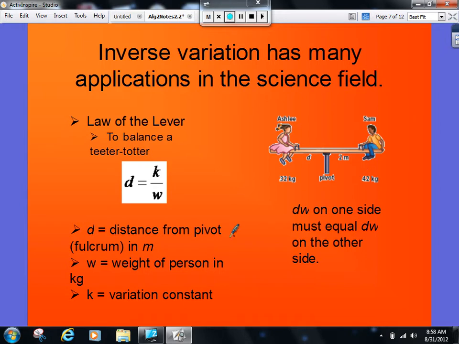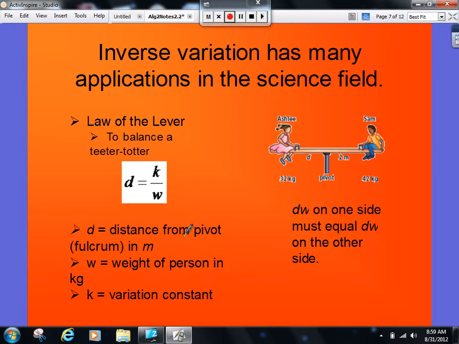Okay, that's because to balance a teeter-totter, you need to have some sort of relationship with your weight and the distance from the pivot. Okay, this is a formula. If you see a teeter-totter question on your homework, you're going to be applying this formula, D equals K over W. If it was a test or quiz, I would give it to you, or it would be given in the test. You don't need to memorize it.